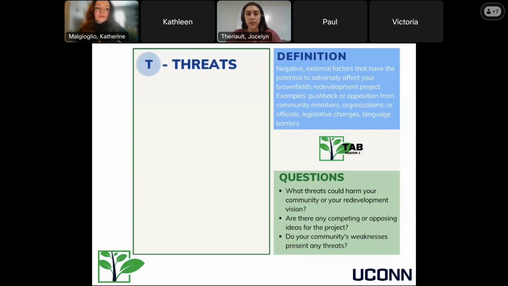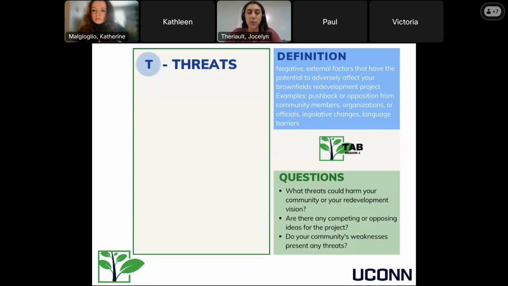And then lastly, for threats, these can be defined as negative external factors that have the potential to adversely affect your brownfields redevelopment project. This could include pushback or opposition from community members, organizations, even elected and appointed officials within your town who have a significant amount of power and have a certain stance on the project. This could also include legislative changes and language barriers in your community.